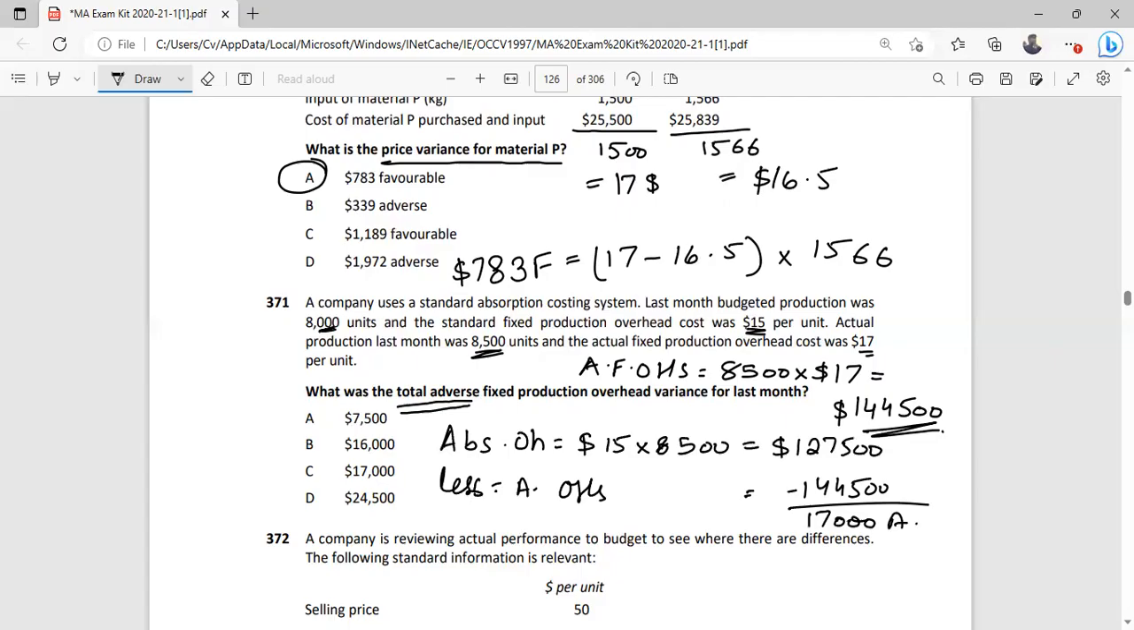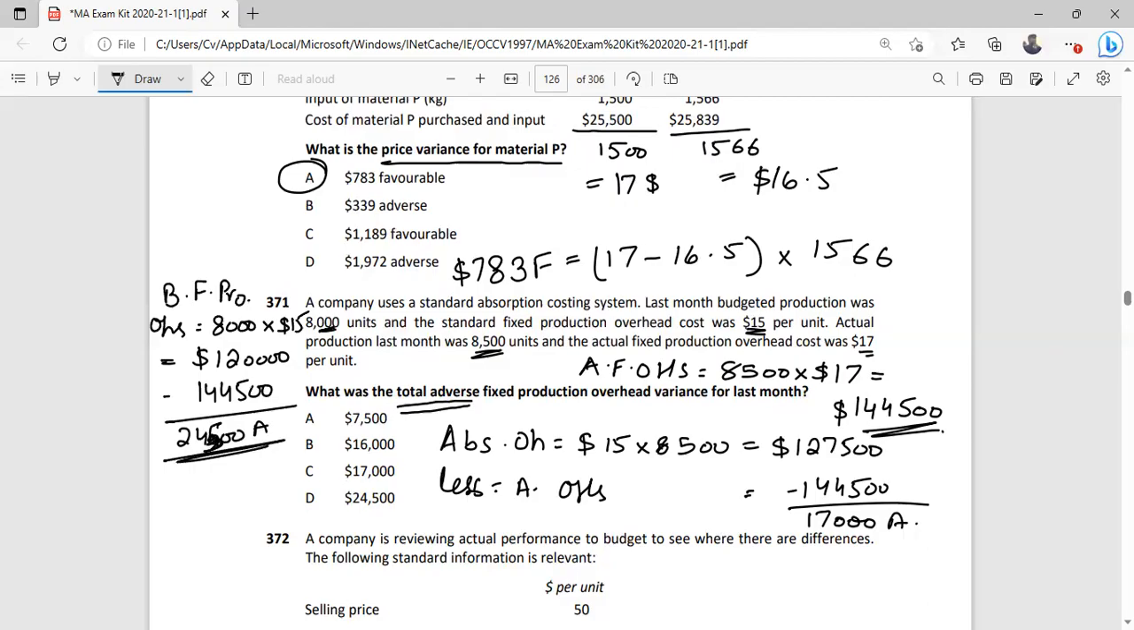This is the total adverse fixed production overhead variance. There is an alternative of this variance, then we have to calculate two variances. One is fixed overheads expenditure variance and the other one is fixed overheads volume variance. Fixed overhead expenditure variance requires budgeted fixed production overhead, which is 8,000 units into $15. We have budgeted fixed production overheads of 120,000 minus actual fixed production overheads of 144,500. So we have 24,500 adverse.